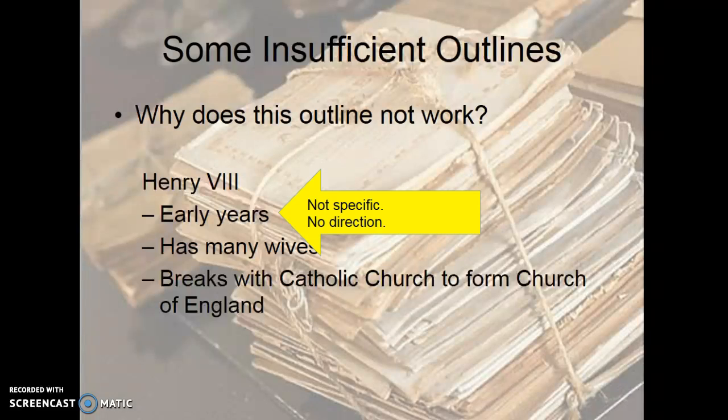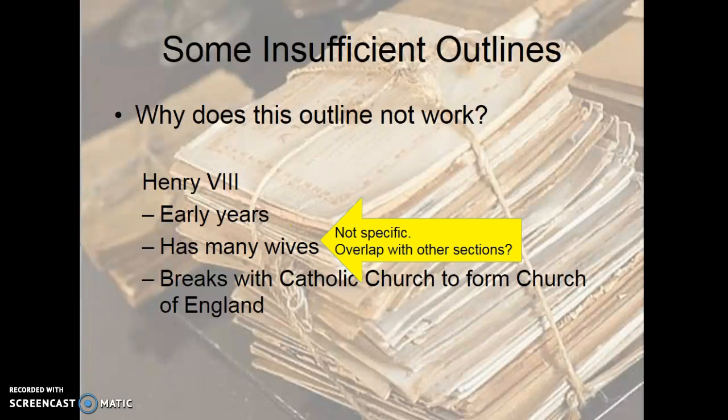So why does this outline not work? So we look at early years. It's clearly not specific. We have no direction because we have no thesis. What are we going to talk about from his early years? How do we know what important points to bring out if we aren't sure where the rest of the paper is going? The next section, has many wives.